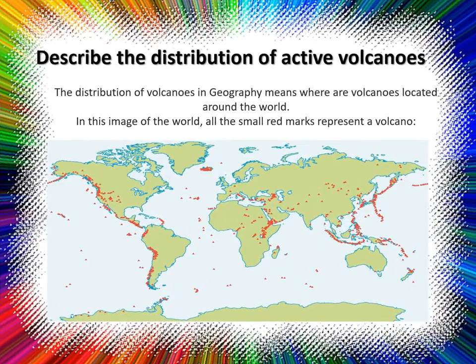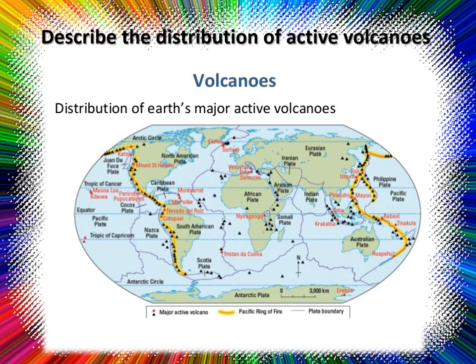How are we going to describe the distribution of active volcanoes? The distribution of volcanoes in geography means where are volcanoes located around the world. In this image of the world, all the small red marks represent a volcano. Study and observe the world map as it shows the location and distribution of Earth's major active volcanoes.